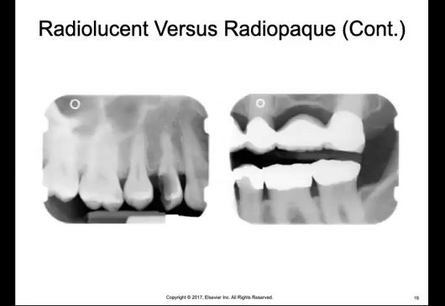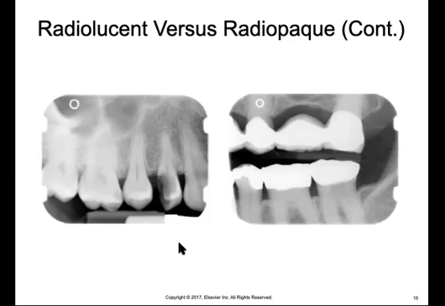So here you can see on this image on the left, we see dental caries. It looks like a distal occlusal lesion on tooth number 5. You can see this dark shadow that's kind of invading the tooth structure, or what's left of that tooth structure. And so this area would be known as a radiolucent area.